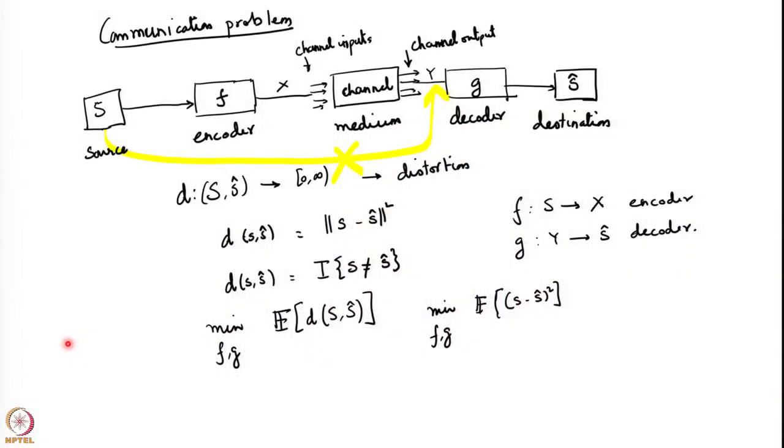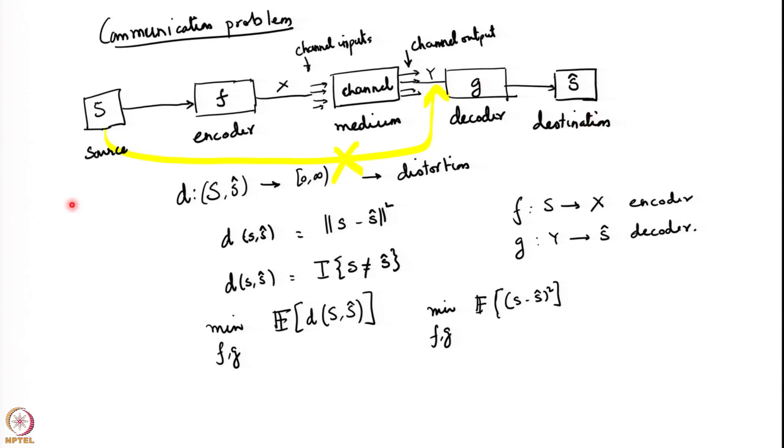So, if you recall, the setup of a communication problem is that we have a source which we denoted S. That source was to be sent over a channel, or over a medium which we call the channel, and the goal was to reproduce the source at the other end at a place called the destination.